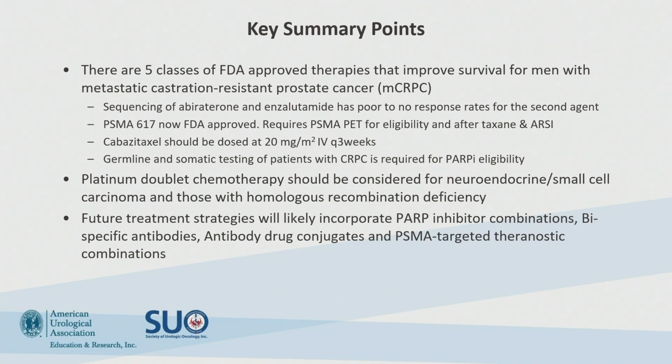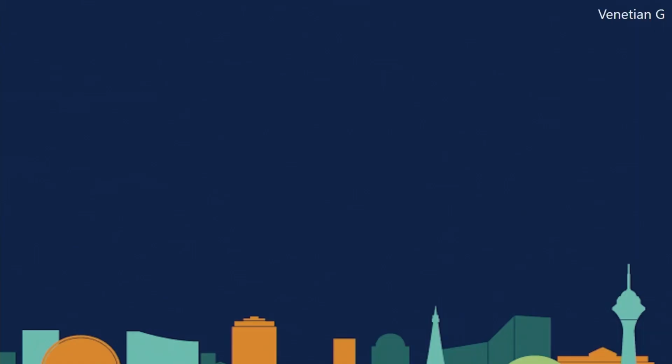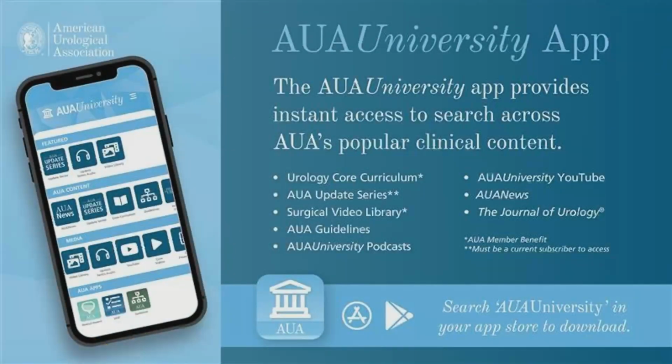Cabazitaxel, we usually dose at 20, not at 25, for what that's worth. Platinum doublet chemo can be considered for neuroendocrine patients, and future treatment strategies are definitely going to include PARP combinations. We might use bispecific antibodies. There are so many things that are coming down the pipeline, so get ready and get excited because it is definitely a changing landscape that has lots of opportunities for our patients.